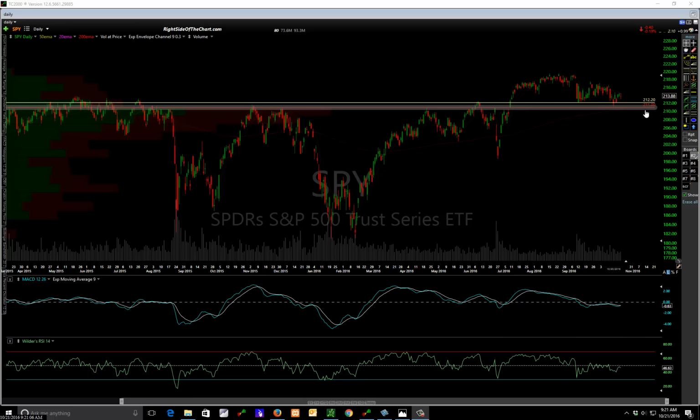And again, looking at options expiration today, we'll have to see if the pattern repeats next week of prices moving lower after options expiration.